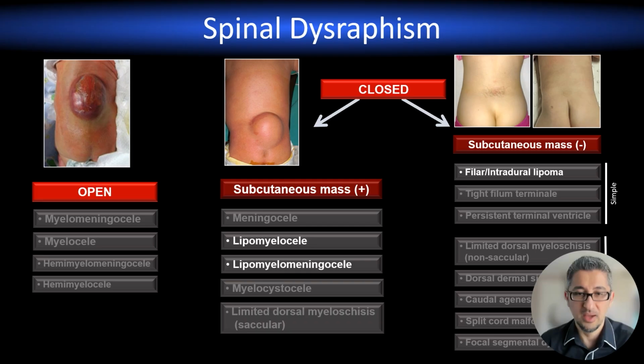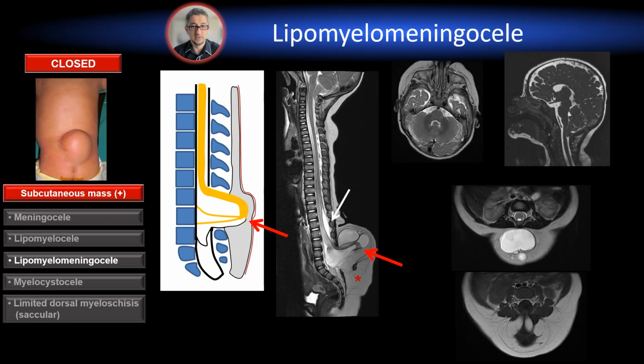Next topic in my talk will be lipid-containing anomalies, as you can see here, and I'm going to start with lipomyelomeningocele. It's a closed anomaly associated with a subcutaneous mass. Unlike myelomeningocele, the terminology is based on the placoid-fat interface, not the CSF spaces. So if the placoid-fat interface is out of the spinal canal, it's called lipomyelomeningocele, not lipomyelocele.